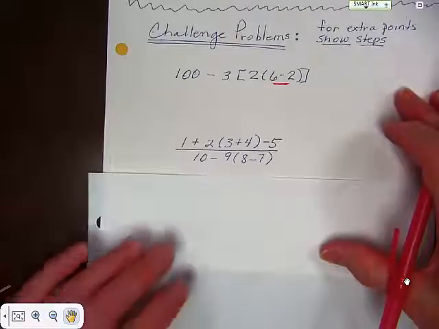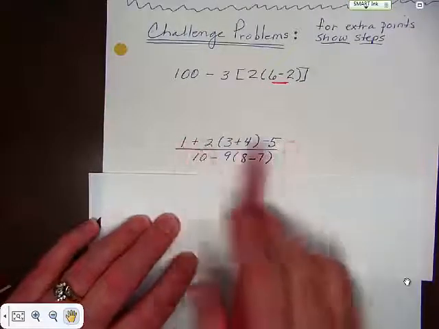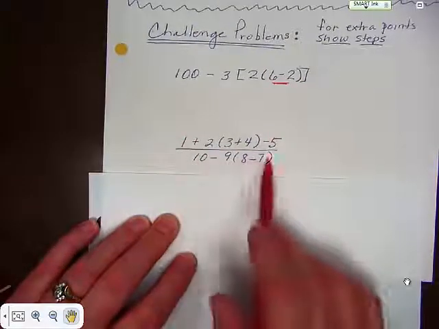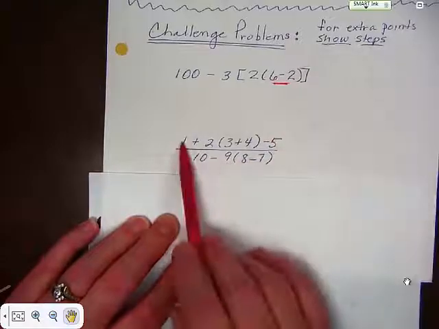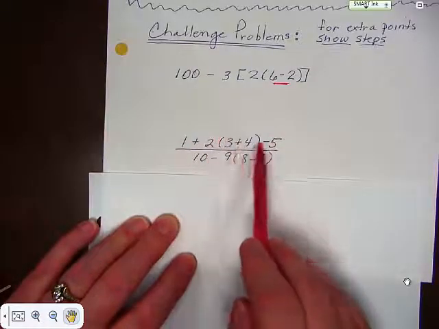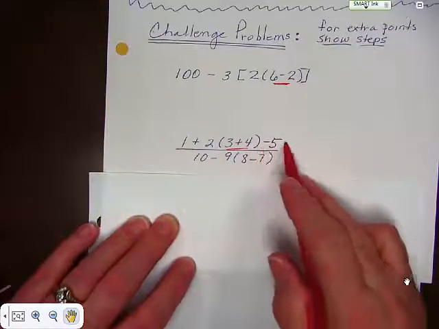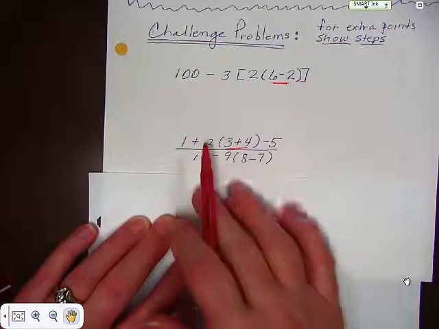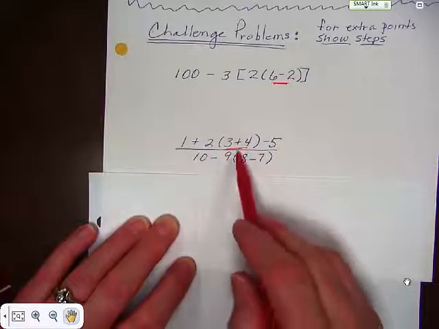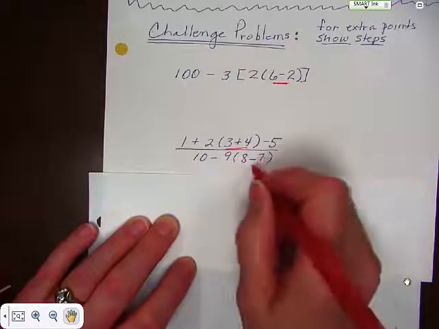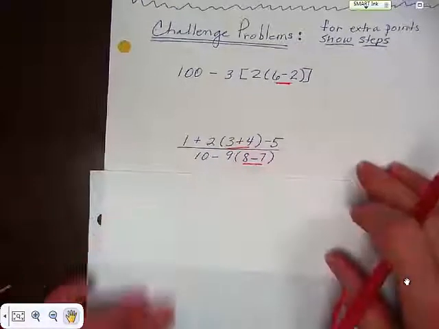Okay, and this is, I would do the whole top first, and then do the whole bottom, and then do your division. So you've got 1 plus 2 times the quantity 3 plus 4, so of course you would do that first, minus 5. Then when you're all done with that, do the bottom, 10 minus 9 times the quantity 8 minus 7, and of course you would start here on the bottom.